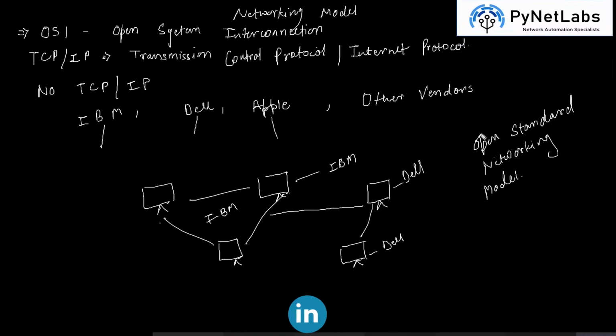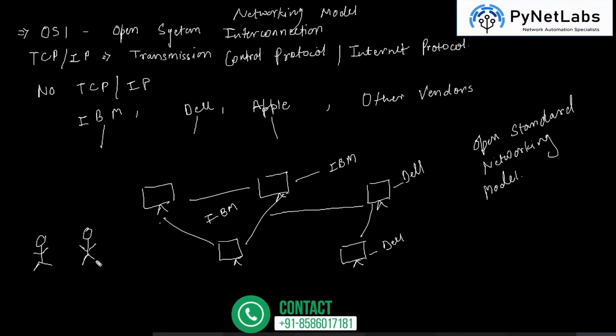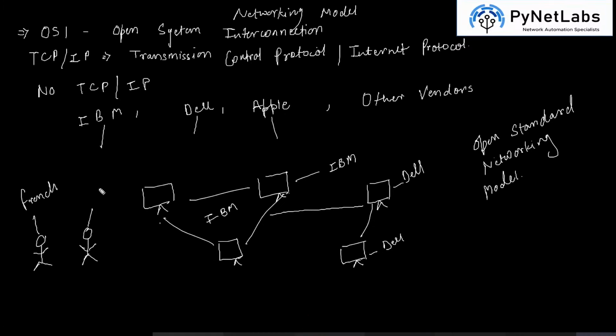And what does it mean to be an open standard networking model? It is a model which can be used with any type of vendor or any type of vendor manufactured product. Now, we can understand this by taking an example of something like this. So let's say this is a person who speaks French and he speaks English.